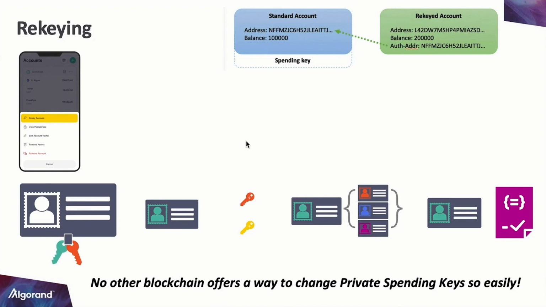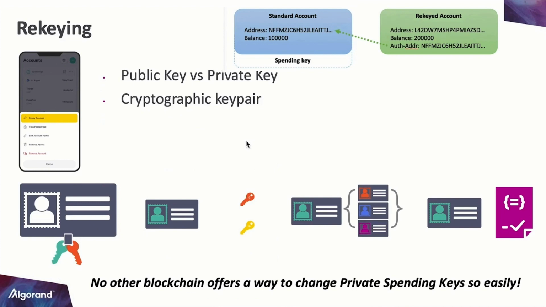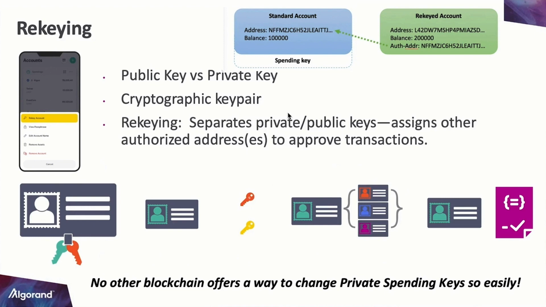What do you do if you have to change the private key? So that's what the public and private key is all about. It's a cryptographic key pair. On the left, you can see they're tied together, the public and the private key. Rekeying separates this process by assigning others that would be authorized to approve transactions. So there's another account that would be able to sign off on it, basically. The middle diagram separates those two keys.